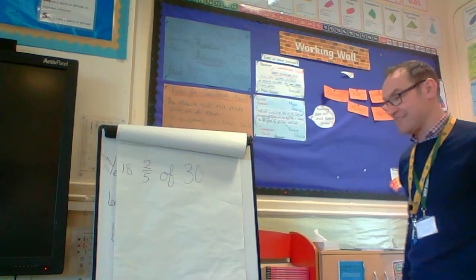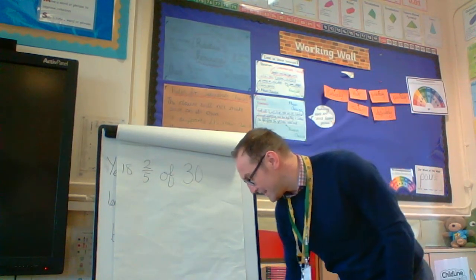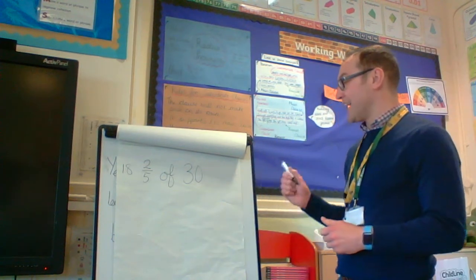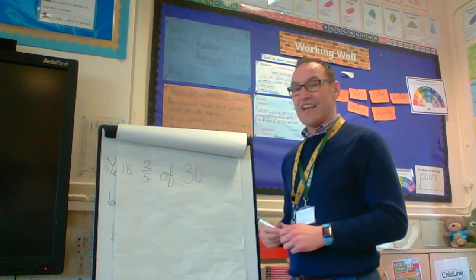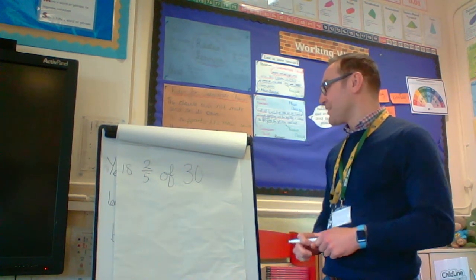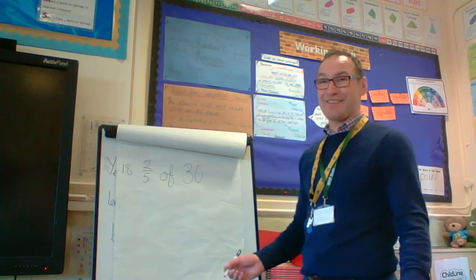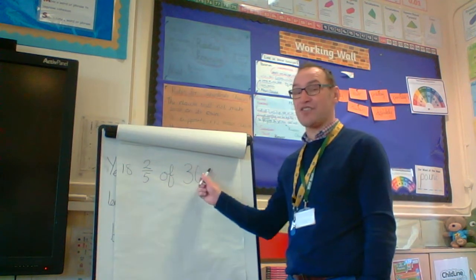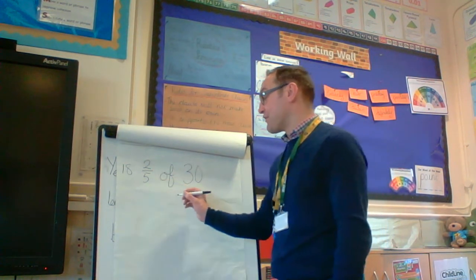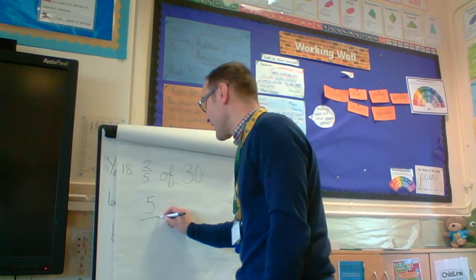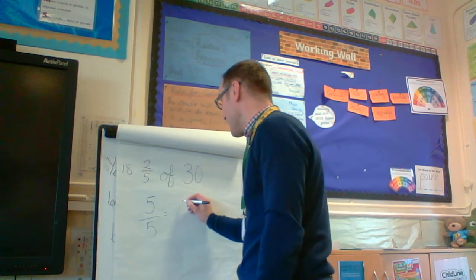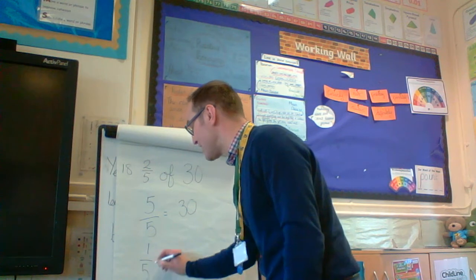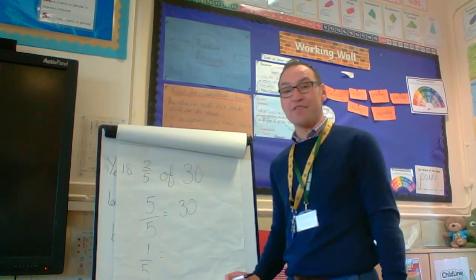Number 18 was 2/5 of 30. What we need to remember is the denominator is the whole. It wasn't the 30%, it's just 2/5 of 30. So the denominator is the whole. If it was 5/5, it would be 30. So to find 1/5, we need to divide 30 by 5.